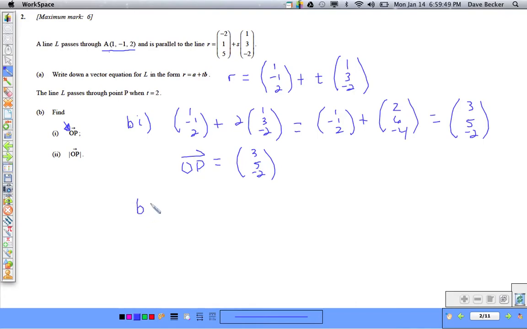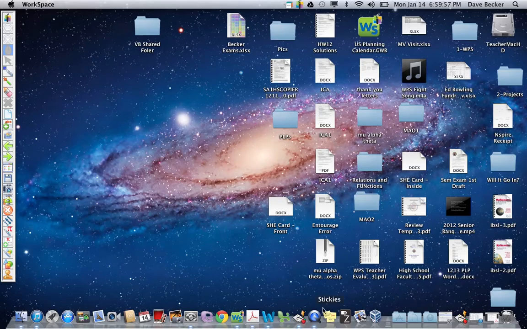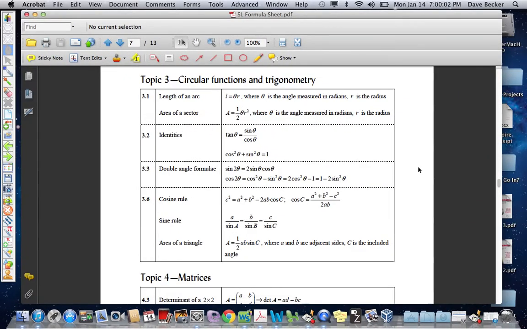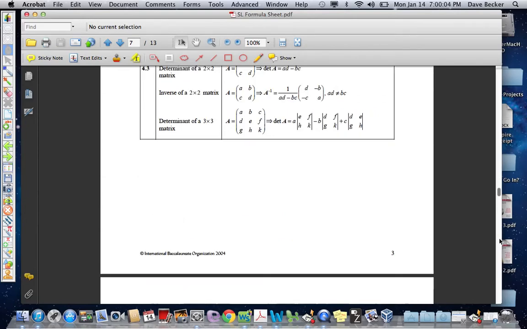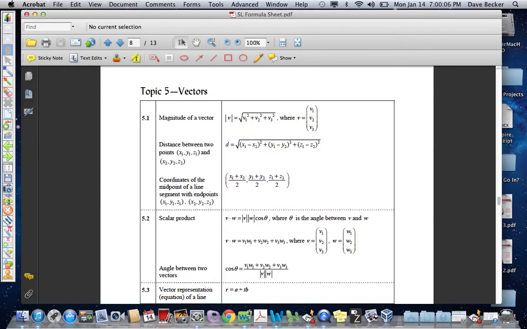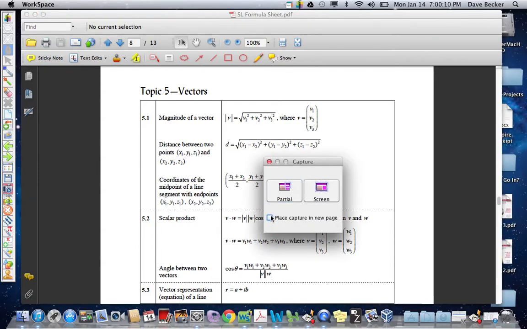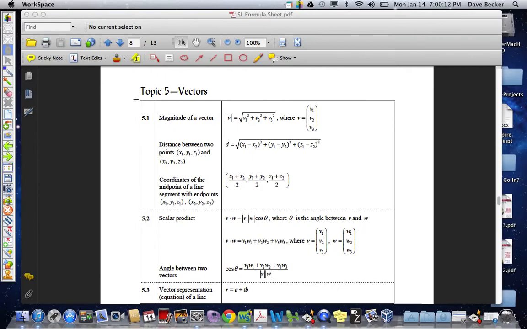And then to find the magnitude of OP, if you forget the formula for magnitude, I thought I had all my formula sheets up, but I guess I don't. Let's go to vectors on our formula sheet. There we go, magnitude of a vector. I'll just take a quick picture of that. Sorry I didn't have it earlier.